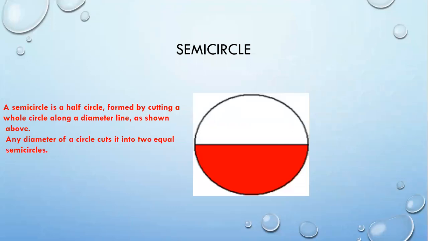Next one is semicircle. A semicircle is a half circle formed by cutting the whole circle along a diameter line. So if you will cut the circle by diameter line, then only you will get semicircle. Any diameter of a circle cuts it into two equal semicircles. So if you will divide the circle from diameter, you will get two equal semicircles.